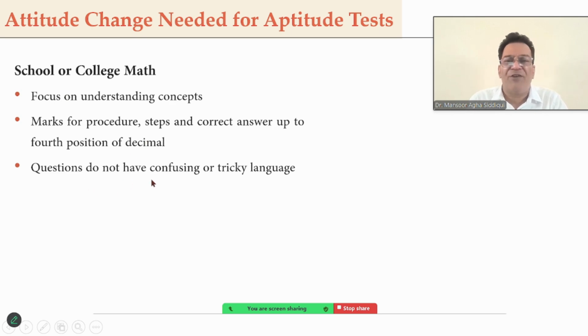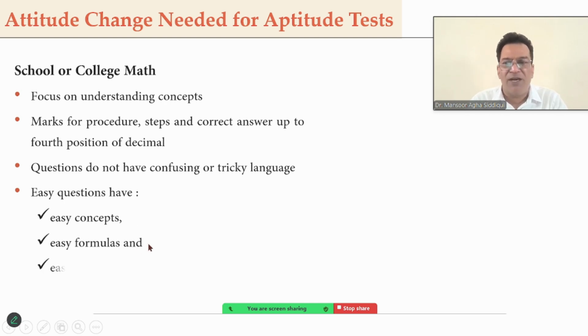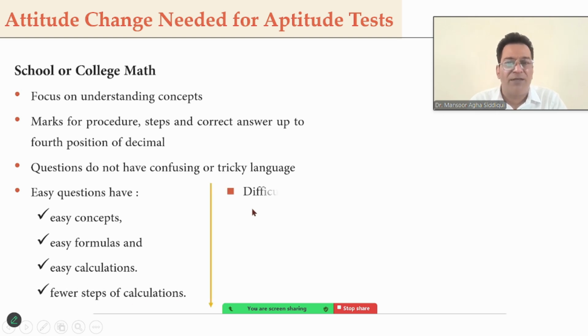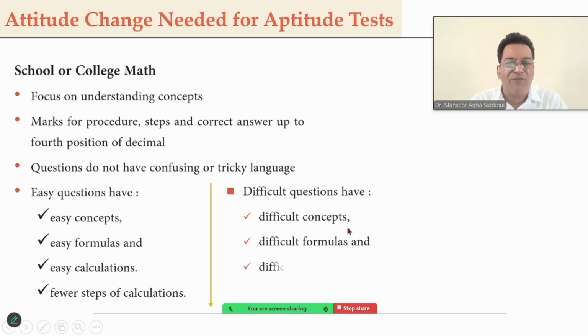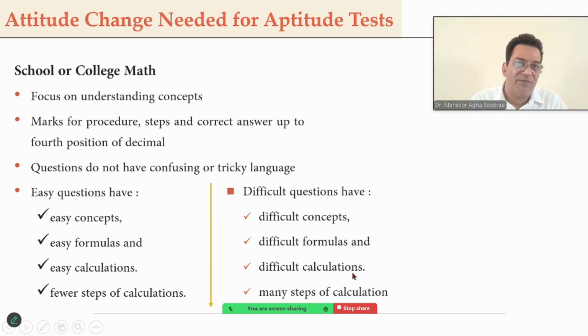Questions do not have tricky language or confusing language in school exams. If a question is easy, it will test you for easy concepts, easy formulas, easy calculations, and there will be fewer steps of calculation. If a question is difficult, then difficult questions will test you for difficult concepts, difficult formulas, difficult calculations, and there will be many steps of calculation. This is what happens in case of school or college exams of mathematics.